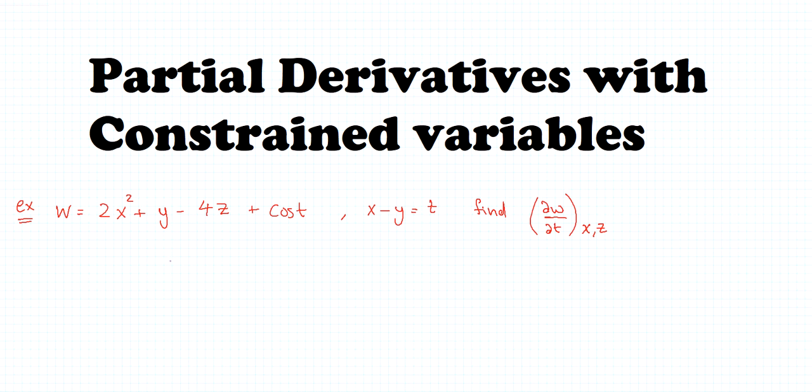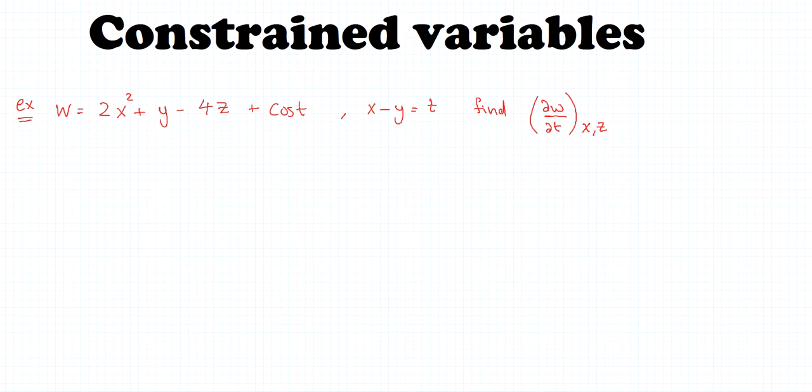So let's solve another partial derivatives with constrained variables example. Here we have w is equal to 2x squared plus y minus 4z plus cosine t, and x minus y is equal to t. We want to find the partial derivative of w with respect to t, and we're going to keep x and z as constants. So we're going to fix the values of x and z.